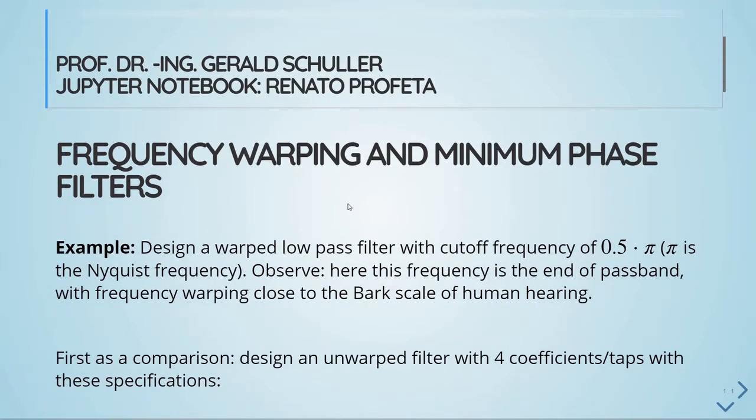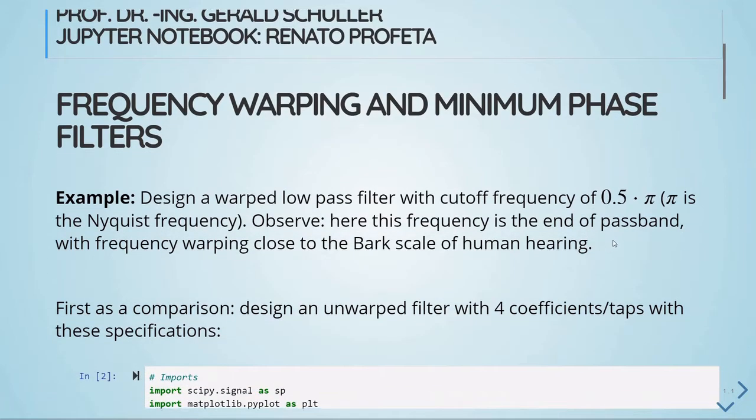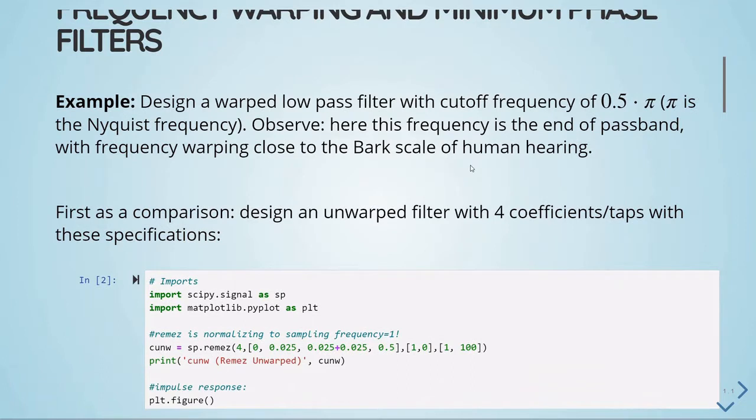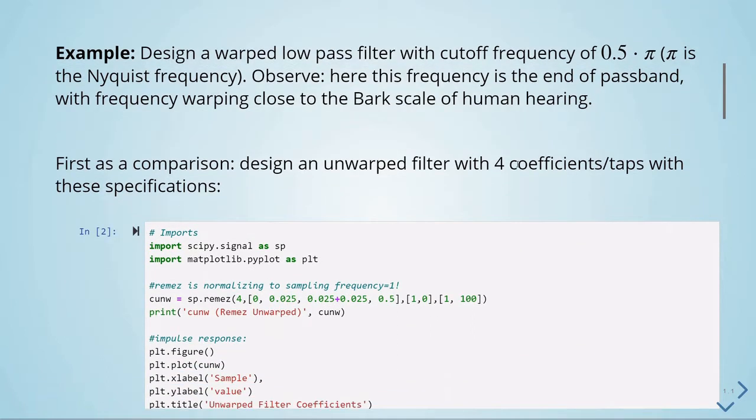We start this notebook with an example, and in this example we want to design a warped low-pass filter with a cutoff frequency of 0.5 times pi, where pi is the Nyquist frequency. So here we have half the Nyquist frequency, and this frequency is the end of the passband with frequency warping close to the Bark scale of human hearing. Before we do this, for a comparison, we'll design an unwarped filter with 4 coefficients with these specifications.